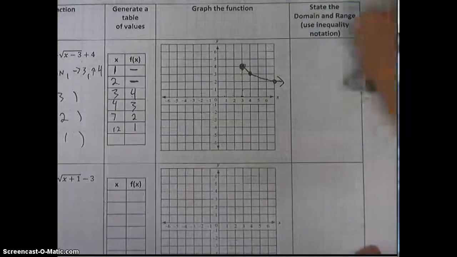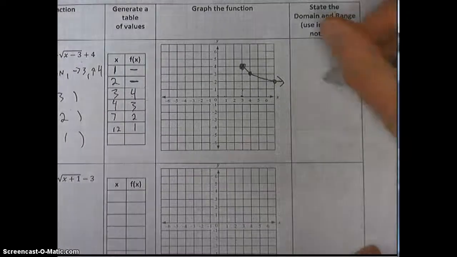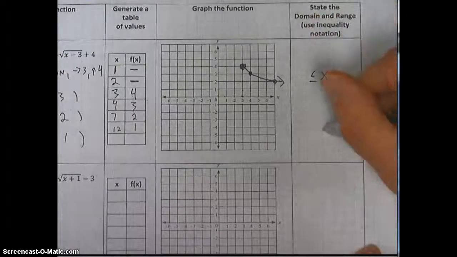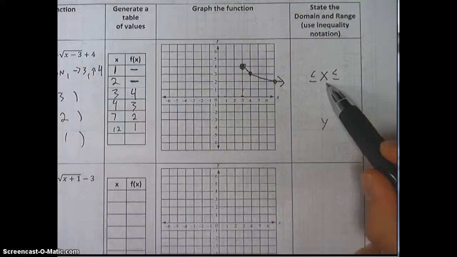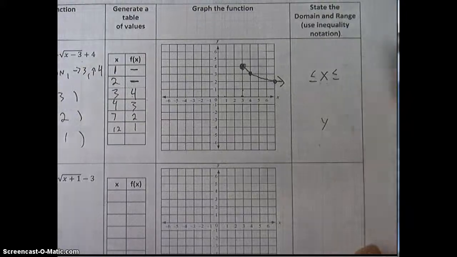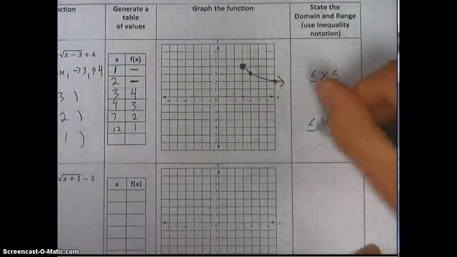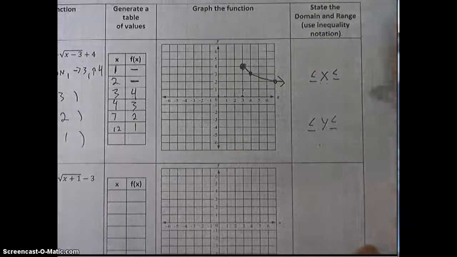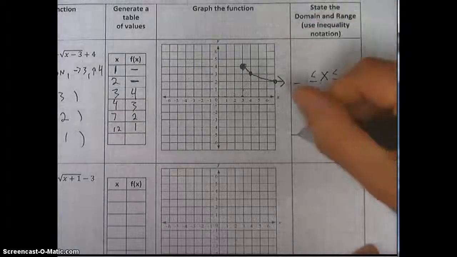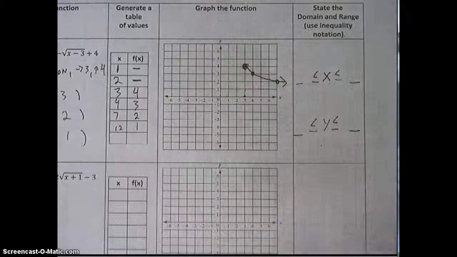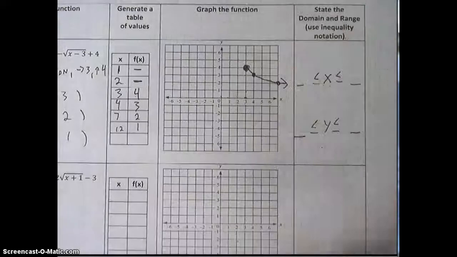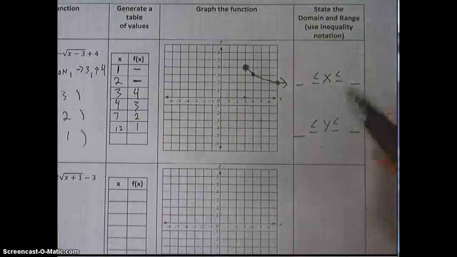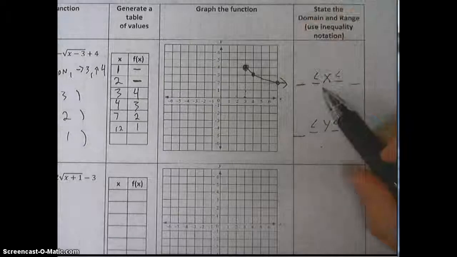The domain, we're supposed to use inequality notation. So what I like to do to just make it simple, there's different ways to do this, but I know that the range is y's and the domain is x's. And I know I'm using inequalities, so I just put some inequalities in here with an x and y, and what I need to do is fill in these numbers that go on this side. This process will get you the right answer every single time.